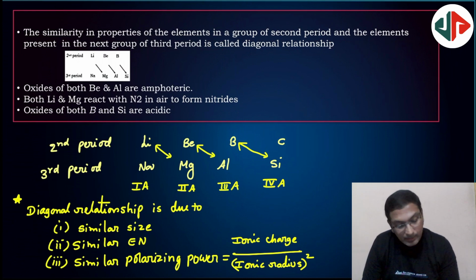Next, see here properties. Oxides of both beryllium and aluminum are amphoteric. That is similarity in properties. So lithium and magnesium can react with N2. Similarity. Next, oxides of both B and Si are acidic. Like this. So due to these three reasons, properties will be similar for diagonal elements.